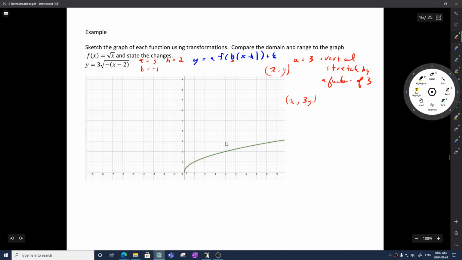Now B, I'm going to switch to maybe blue, hopefully blue. So there's one transformation I need to do. B is equal to -1. This is a reflection about the y-axis.